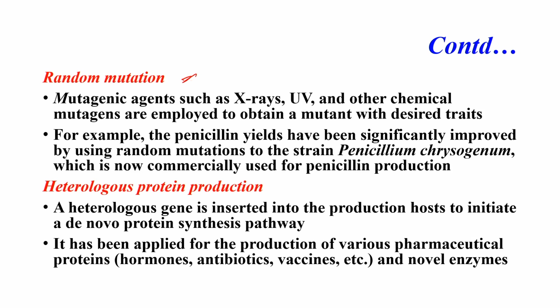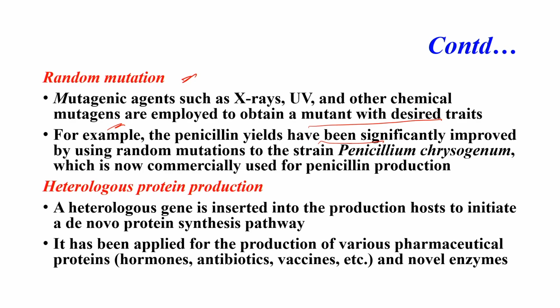One is random mutation. You can apply extreme environments like X-ray, UV and other chemical mutagens, which apply stress on the microbe, and under stress they will try to develop different phenotypes. For example, penicillin yield has been significantly improved by using random mutation of the strain Penicillium chrysogenum, which is now commercially used for penicillin production.